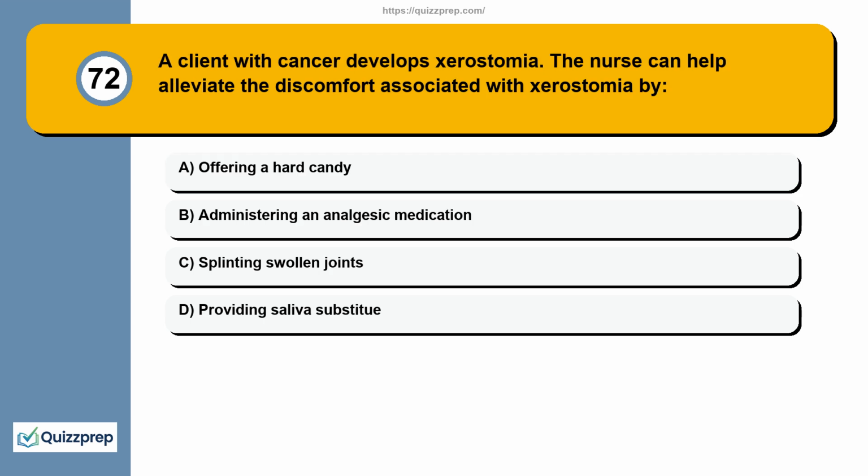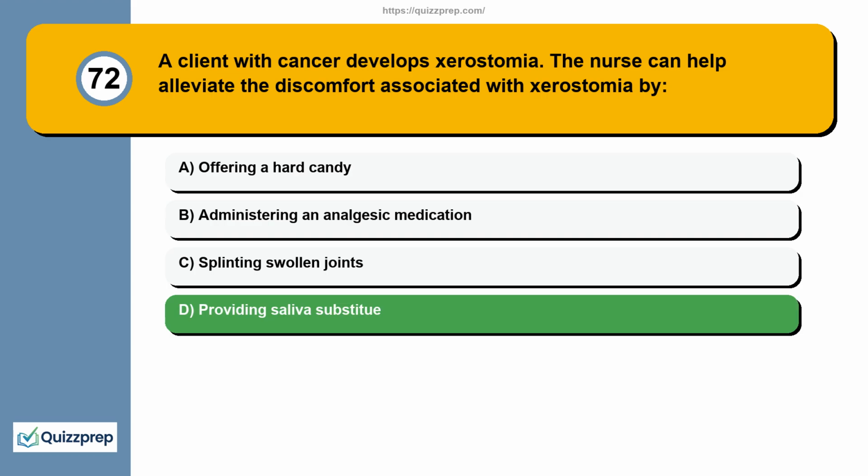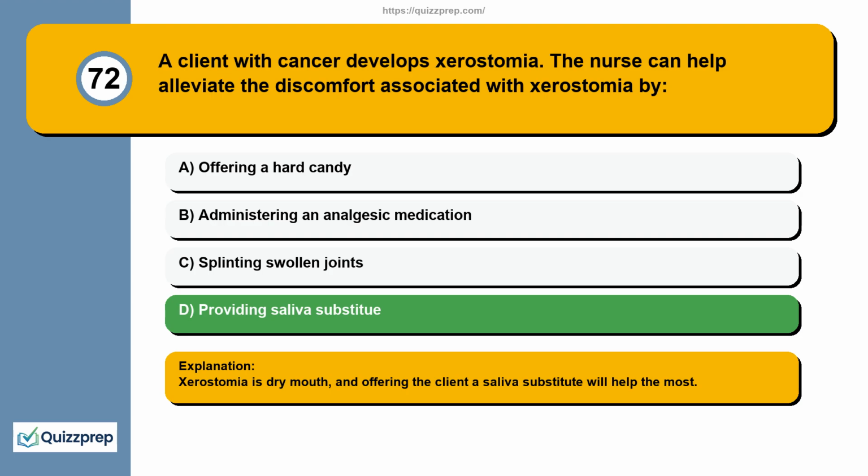Question 72. A client with cancer develops xerostomia. The nurse can help alleviate the discomfort associated with xerostomia by offering a hard candy, administering an analgesic medication, splinting swollen joints, providing saliva substitute. Xerostomia is dry mouth, and offering the client a saliva substitute will help the most.